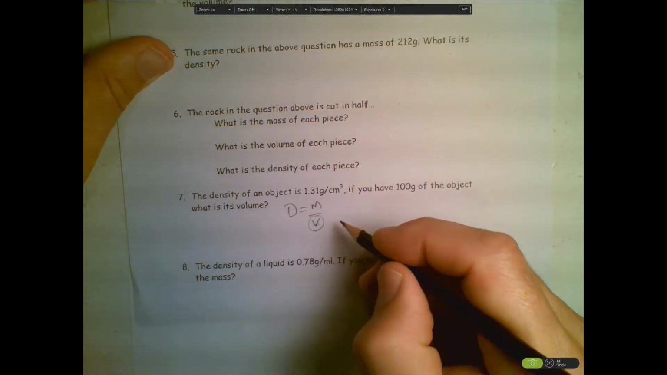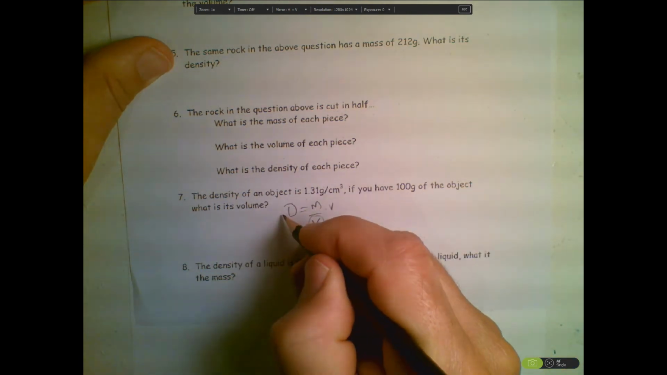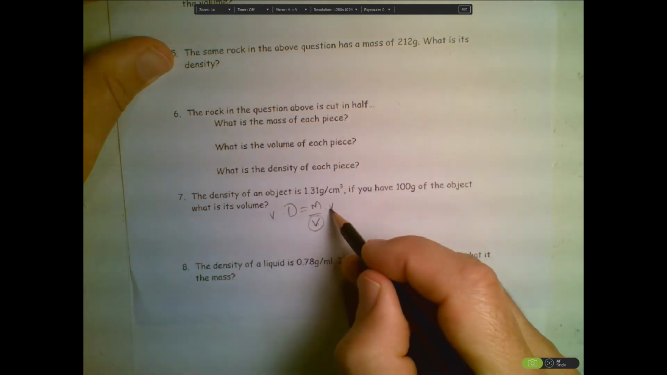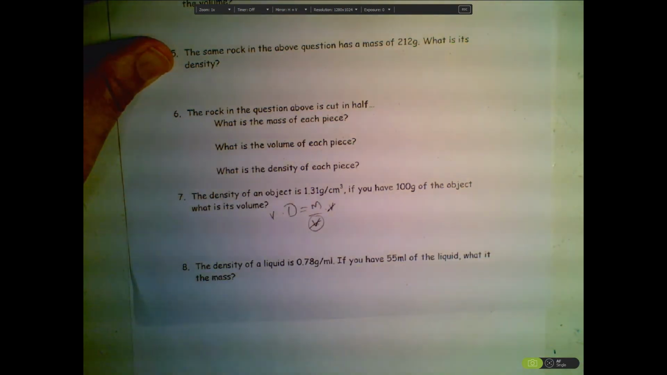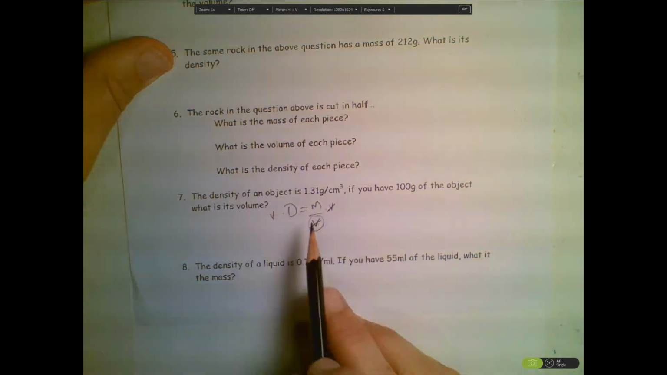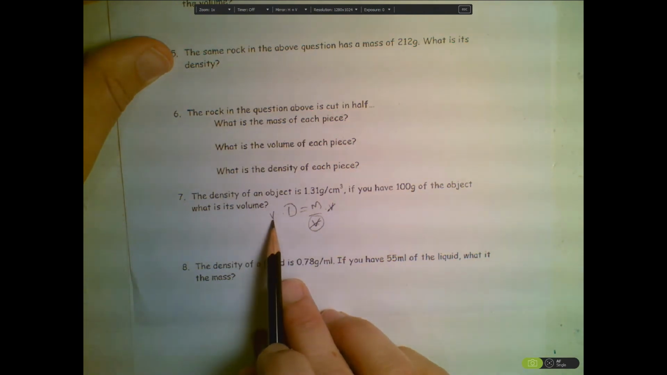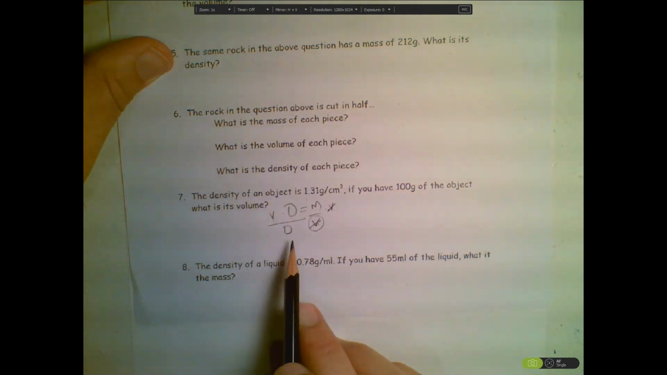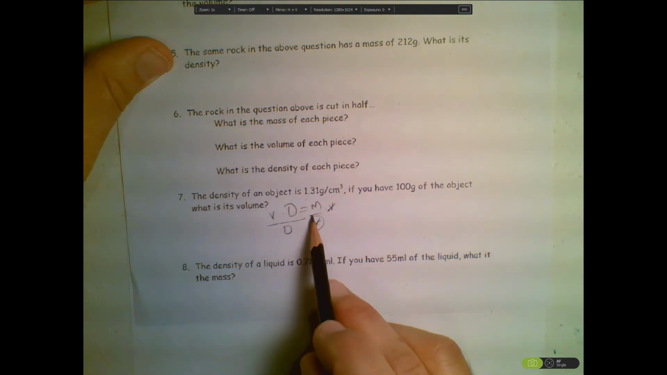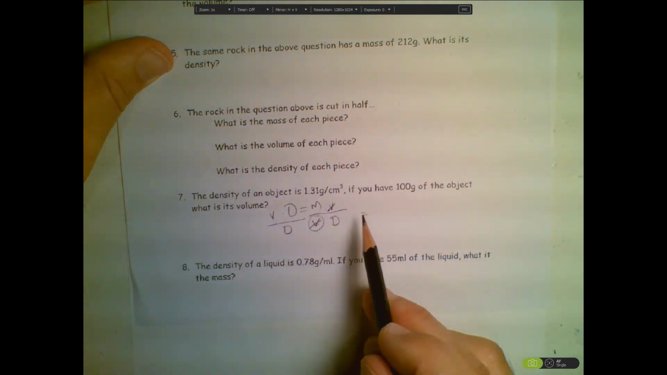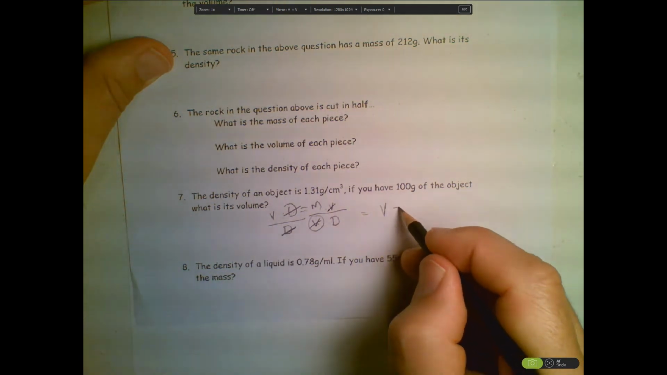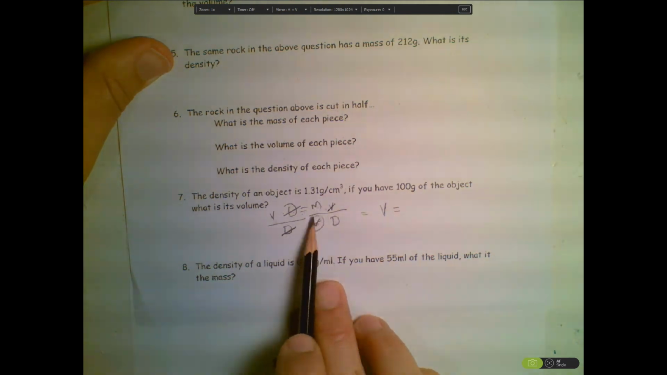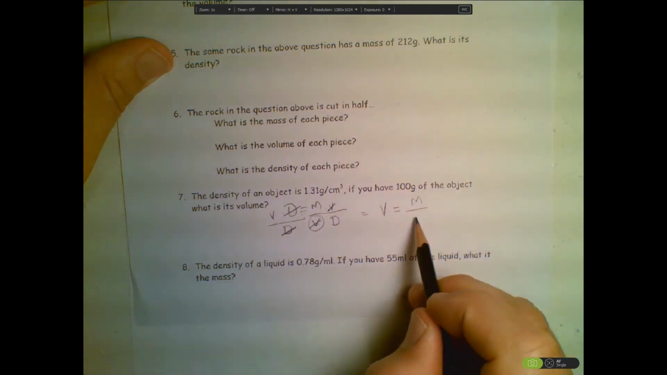V is being divided here, so why don't we multiply both sides by V? V on the numerator, V in the denominator will cancel out. V is not by itself though. It's V times D equals M, so I want to get rid of D. Since I'm multiplying it here, the mathematical opposite is to divide, so I want to divide both sides by D. D cancels. In order to clean this up a little bit, V is by itself on one side. It equals mass divided by density. That would be the equation for V.